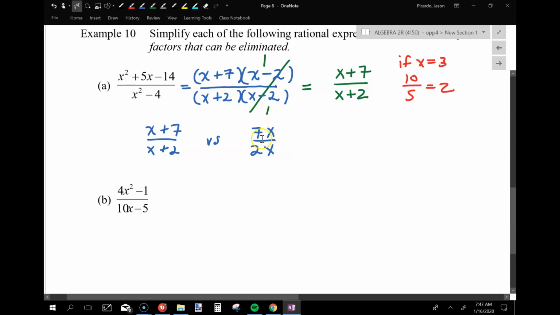Look here. How many terms in the top? How many terms in the bottom? 1. When I have 1 term in the top and 1 term in the bottom, I'm supposed to see if they have a GCF. What's the GCF of 7x and 2x? X. The x's can be reduced. You see the difference between the two now, okay? So in this scenario, you cannot cross out the x's. In this scenario, you can, okay?